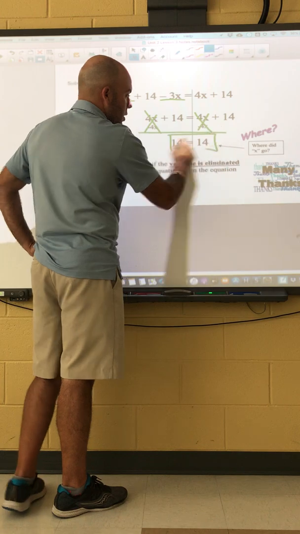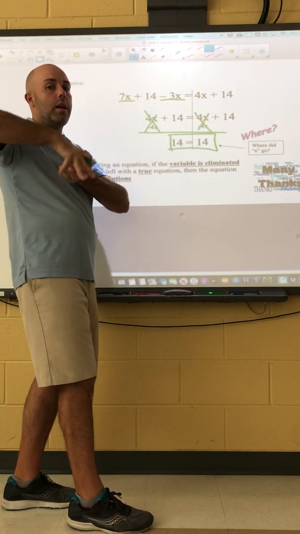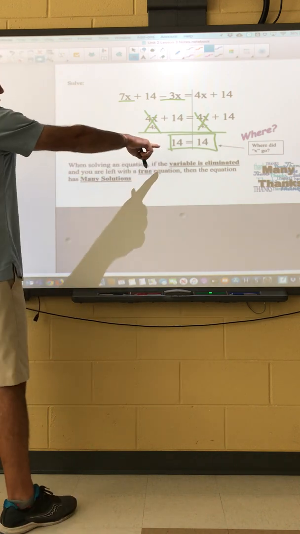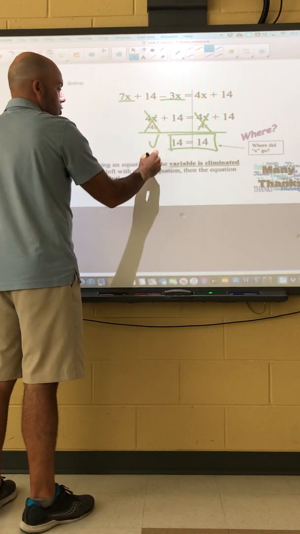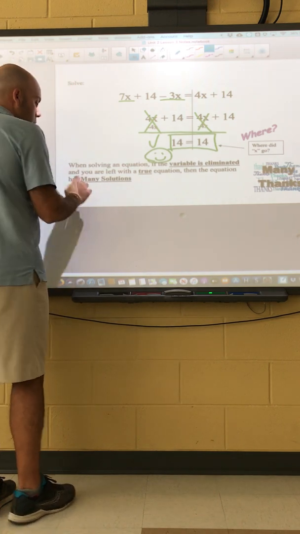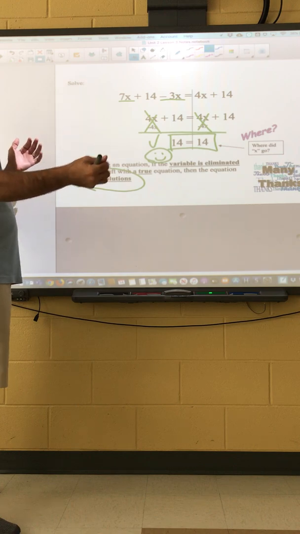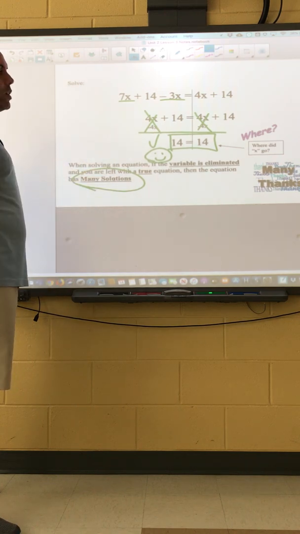So now, notice here, where did the x go? Well, the x is eliminated on the right and the left, but the difference here is, unlike the last problem, this statement is true. 14 does equal 14. So then what we would say is it is many solutions. We have many, technically we call it infinitely many solutions.